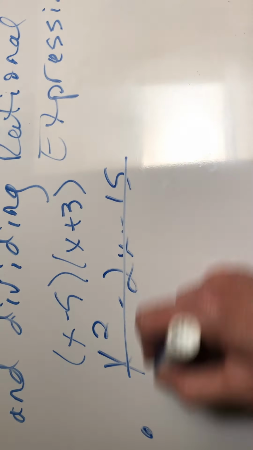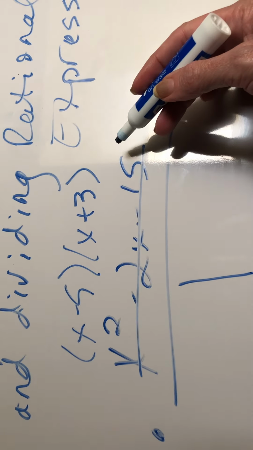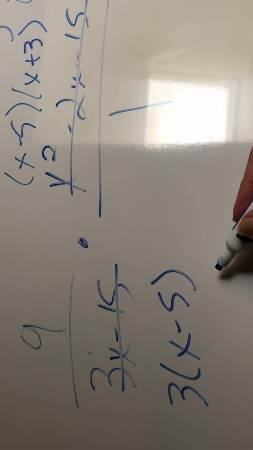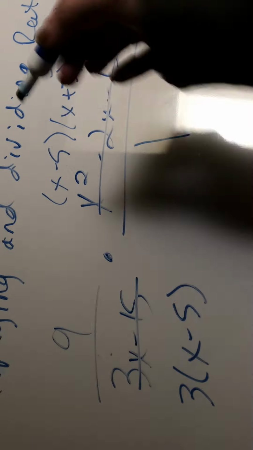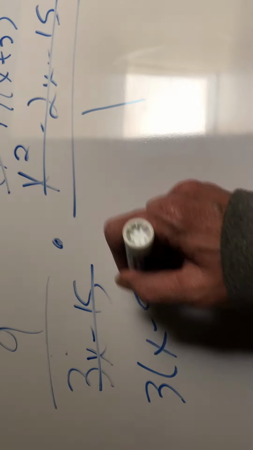So now again, this is over 1. So this is all on the top. X minus 5, x plus 3 is on the top. 9 is on the top. And 3 times x minus 5 is on the bottom. Anything top to bottom, doesn't matter where it is, if it's on the top and on the bottom and it matches, that's what you cancel. So you can cancel this x minus 5 with this x minus 5.